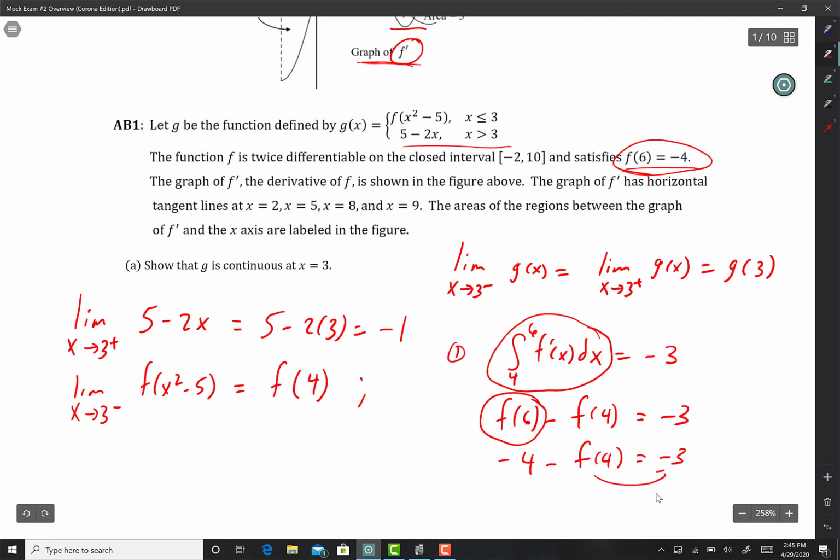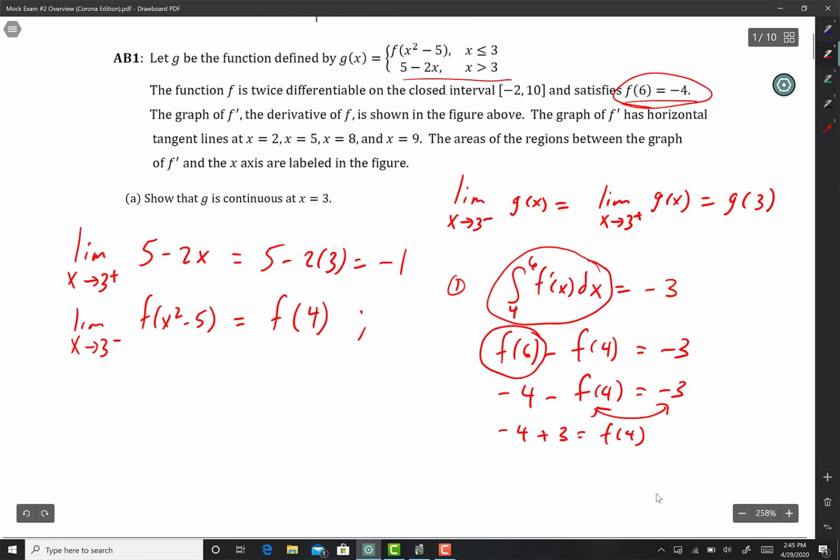So I'm just going to swap these two here. Well, that was minus, so it's going to turn to a plus. And then that minus a negative, so it's going to turn to a plus. So negative 4 plus 3 equals f of 4. So there it is. So f of 4 is simply equal to negative 1.